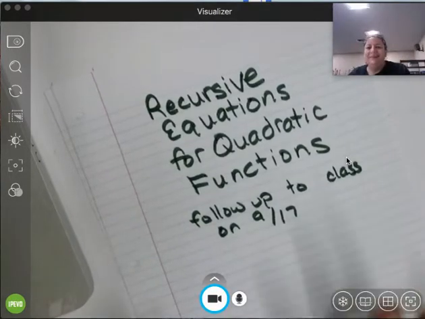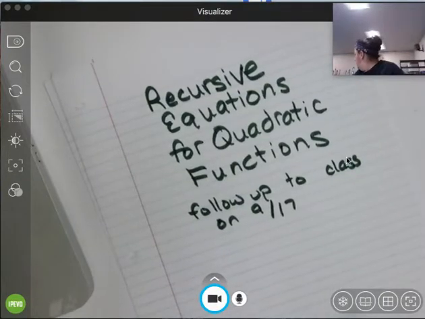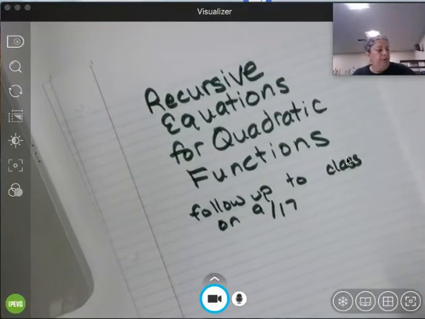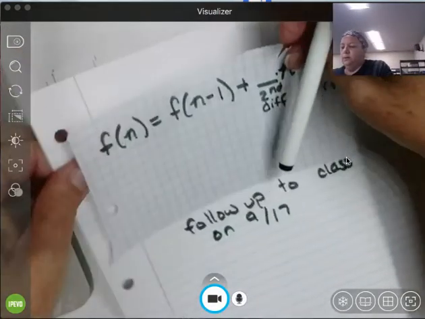Hi, we are going to go over some recursive equations for quadratic functions. We did this in class today, and I just wanted to make sure you guys felt like you had enough information to do this well. So first thing is I'm going to remind you what the actual equation is.